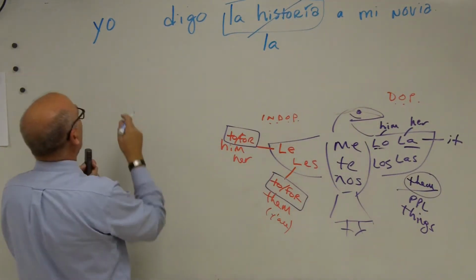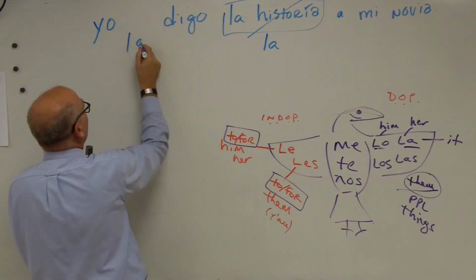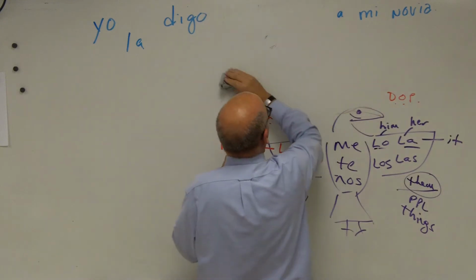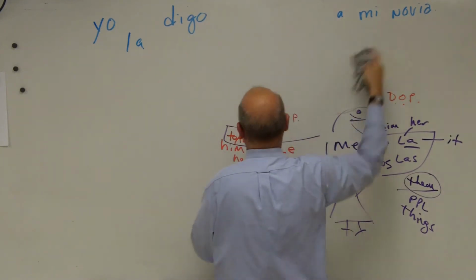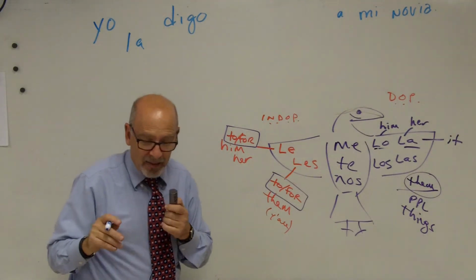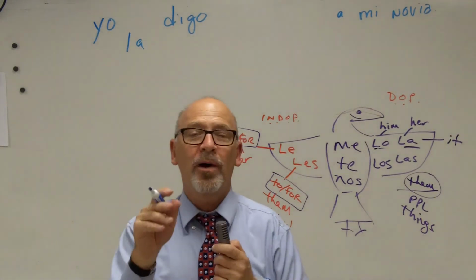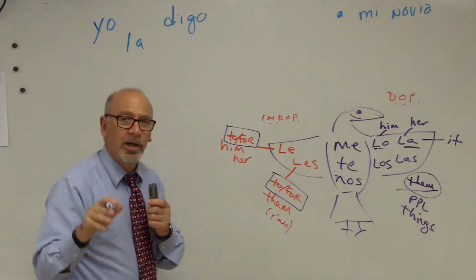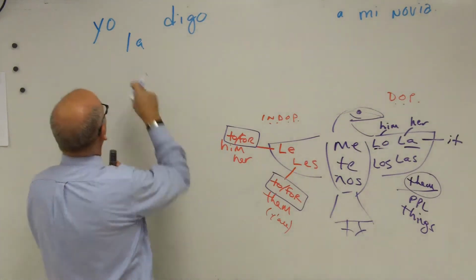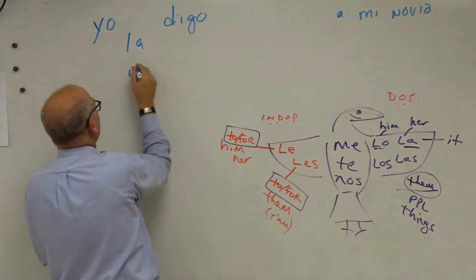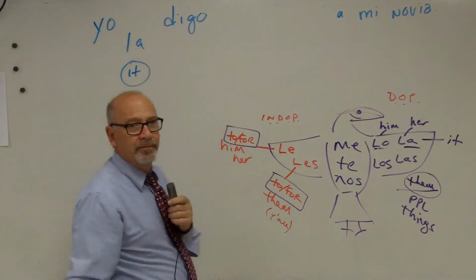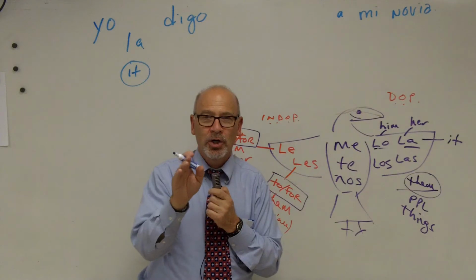So what would I say? I would say, I tell it to my girlfriend. All right, now, do you want to make this even more complicated? I'm going to throw a curveball at you here. What if I want to make the indirect object pronoun also a bird word? In other words, I'm going to say, I tell it, that's what that is, and that means the story. I tell it to her.